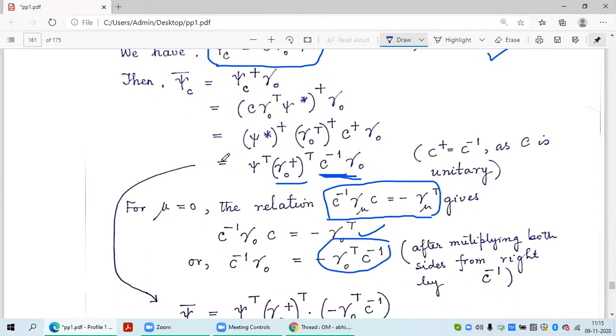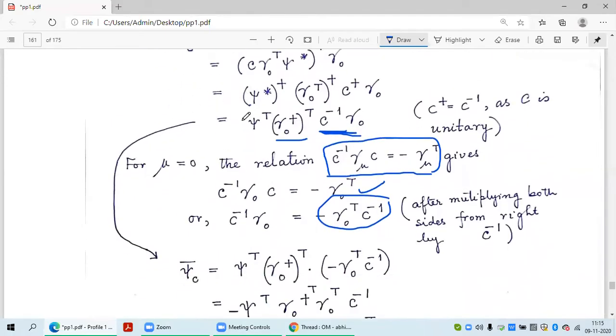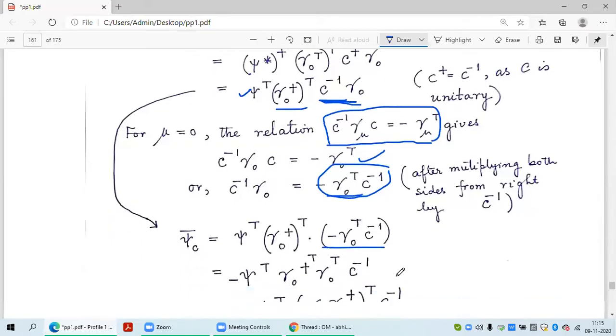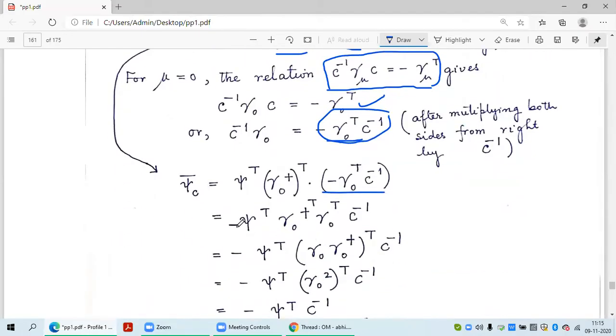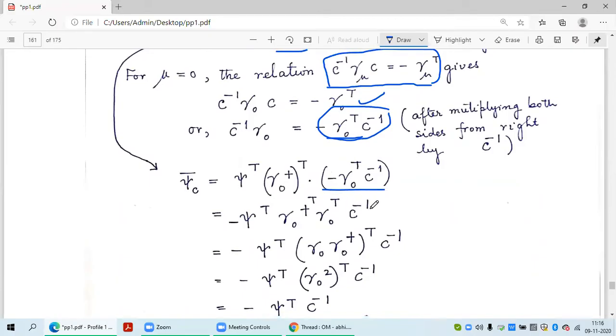So from this equation, we again come back to this equation. Psi C bar is this expression. In place of C inverse gamma 0, you replace it by this term. Okay. Now, this is minus, this minus comes in front: psi transpose gamma 0 dagger transpose, psi gamma 0 transpose C inverse.